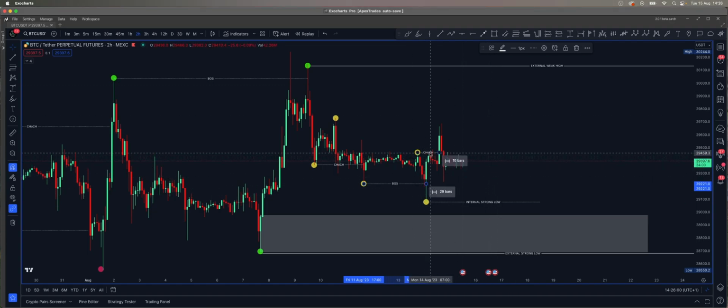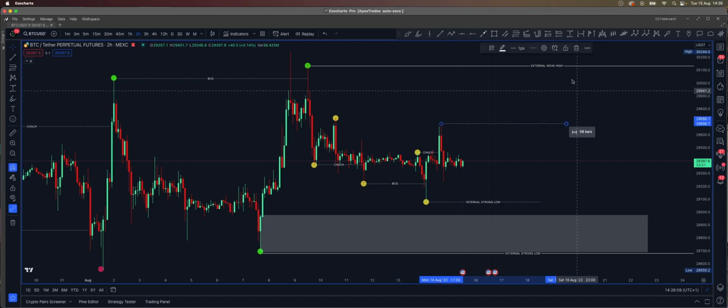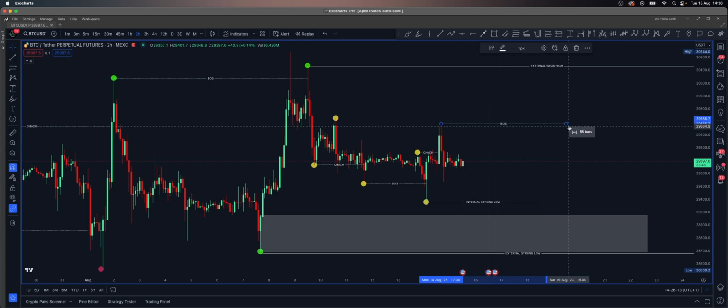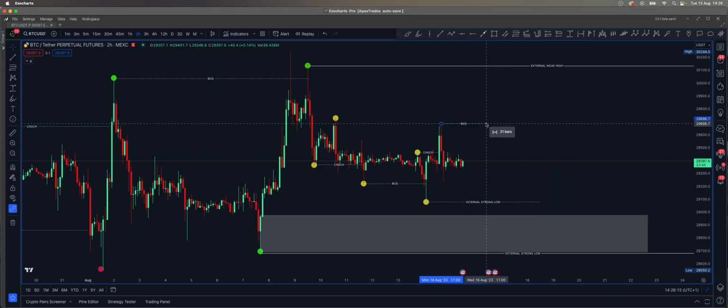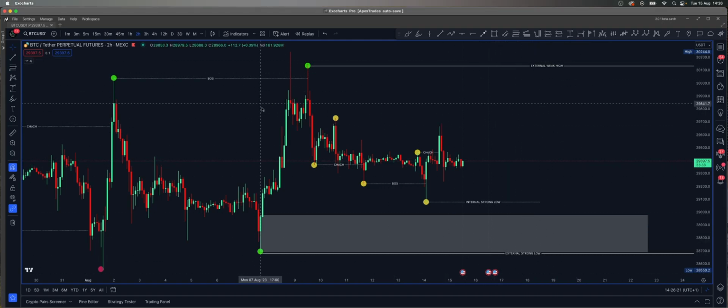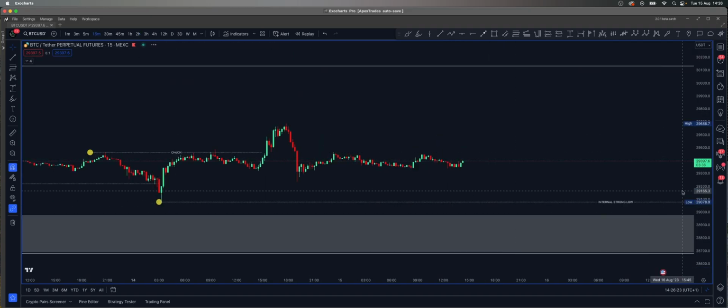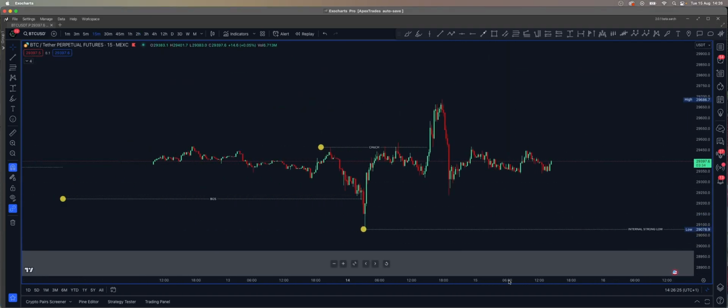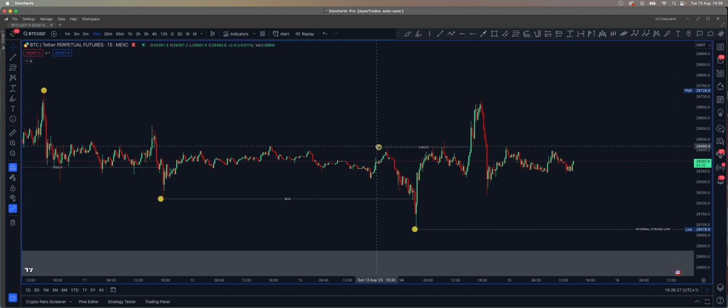Then we get the change of character to the upside, coming back down. Then what? If we break here, whenever that would be, that would be our break of structure to the upside, confirming potentially that move is now in, and we should expect that the external weak high is broken. So let's move into the 15-minute now, right? Because now we can look for opportunities now that we know what our internal structure looks like.